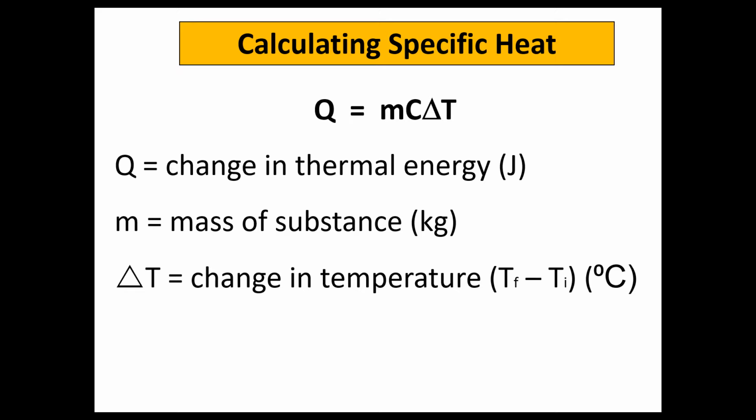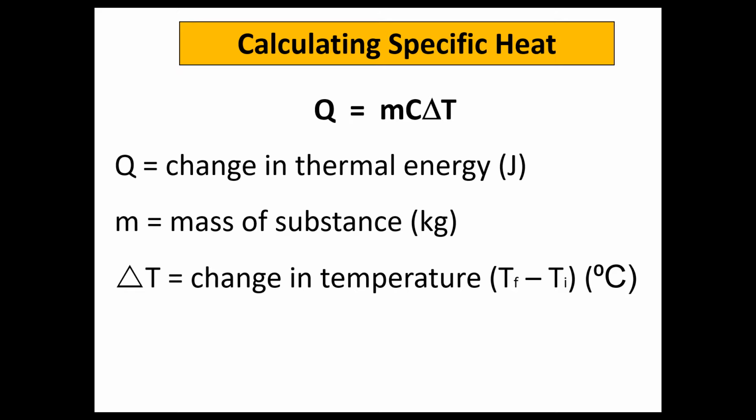Then delta T is going to be the temperature change, or the change in temperature of the object. In order to find change in temperature, you are going to have to subtract final temperature minus initial temperature. So in some of our word problems, they'll give you the change in temperature, and that's great. You don't have to do anything. Just plug that change in temperature in for delta T.